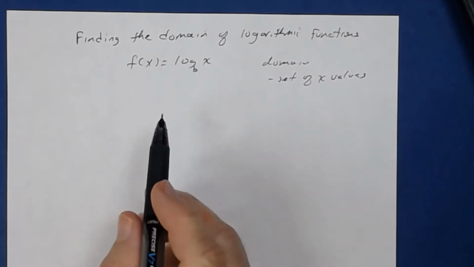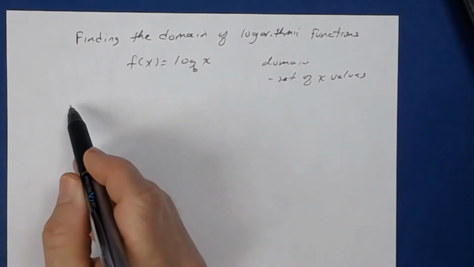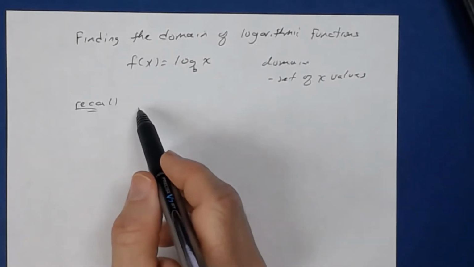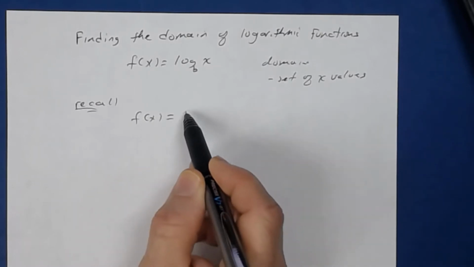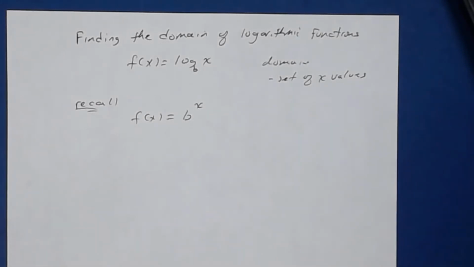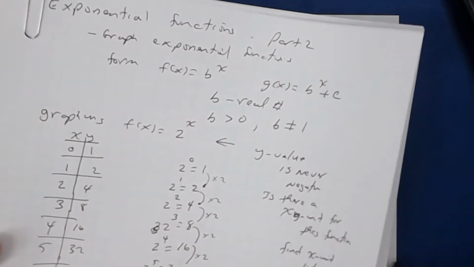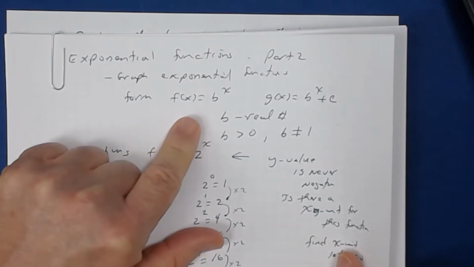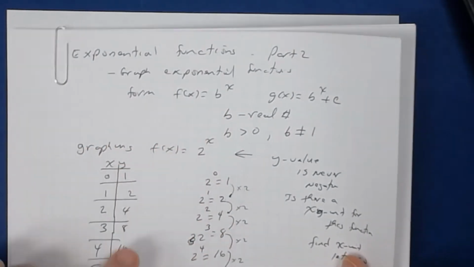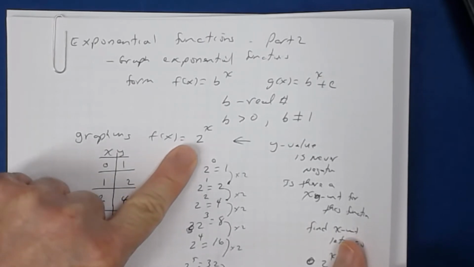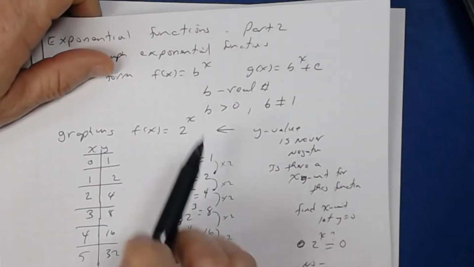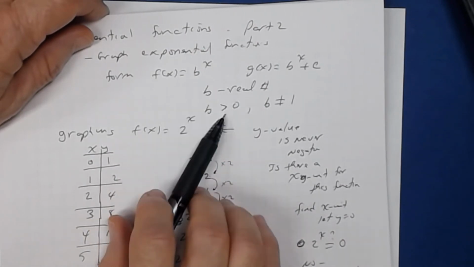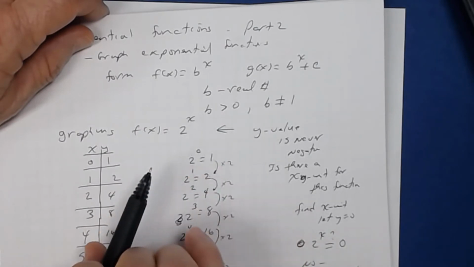Well, to talk about that, let's remind ourselves, recall from a previous section, when we had an exponential function, let's say f of x equals b to the x. Remember in part 2 of our study on exponential functions, we talked about graphing something in the form b to the x, and we looked at the example 2 to the x. Remember that the base had to be a real number. It had to be positive, and the base could not equal 1.